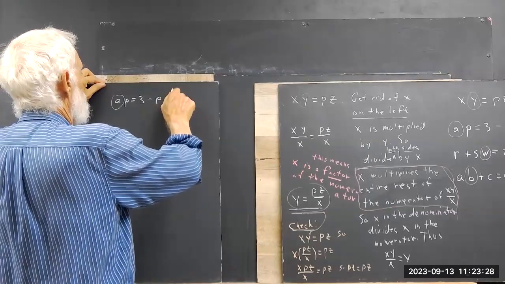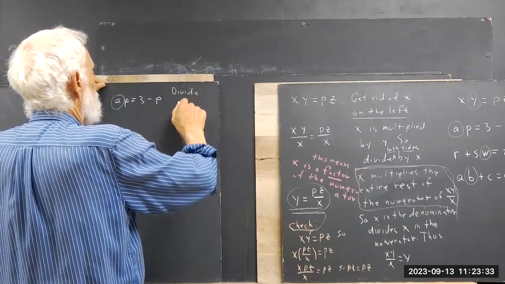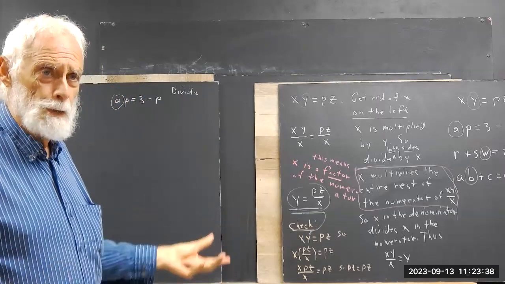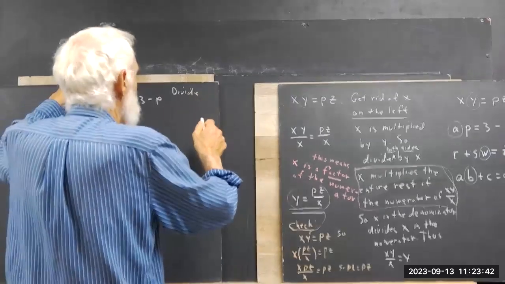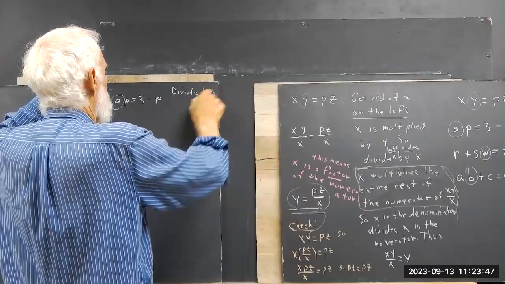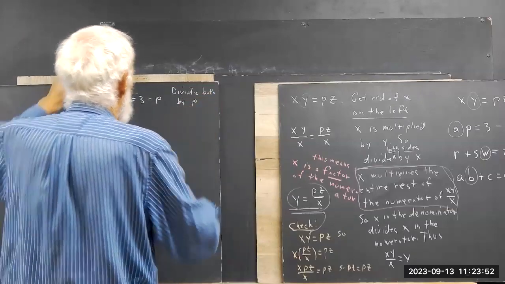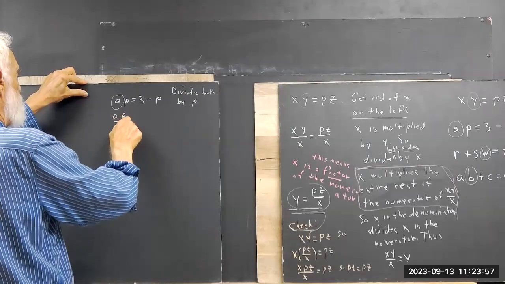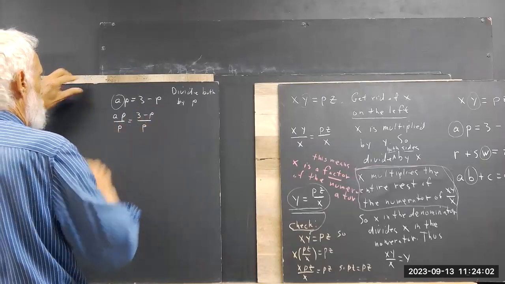Now I'm going to write that a little differently. I could say divide VS for both sides by P, but that would have other connotations. We don't use VS for abbreviation. I'll just say divide both by P, and both means both sides. So we have aP divided by P equals 3 minus P divided by P.